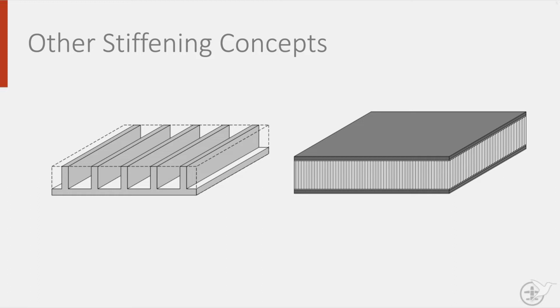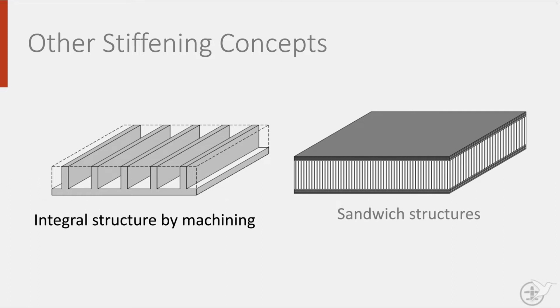Today I will be discussing the concept of monocoque structures, another stiffening concept. These are structures where the skin supports all the load as well as providing the stiffness. It is characterized as being one single piece. Examples of this concept are integral machine structures and sandwich structures.